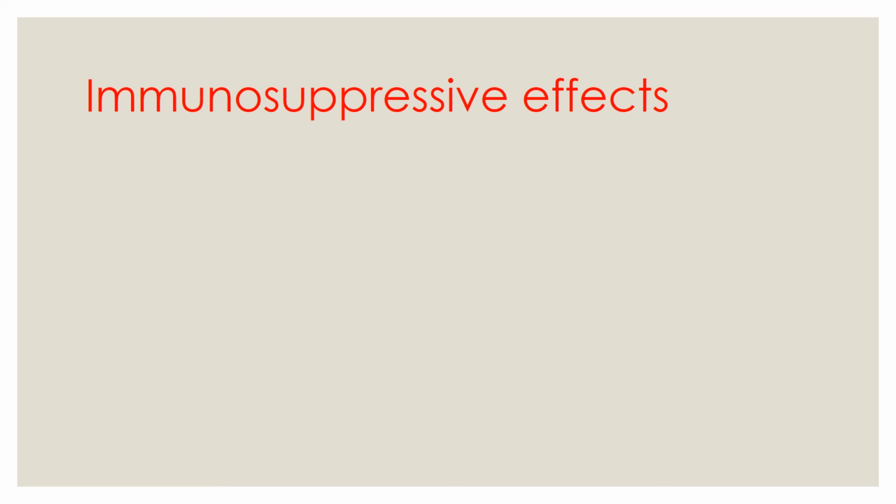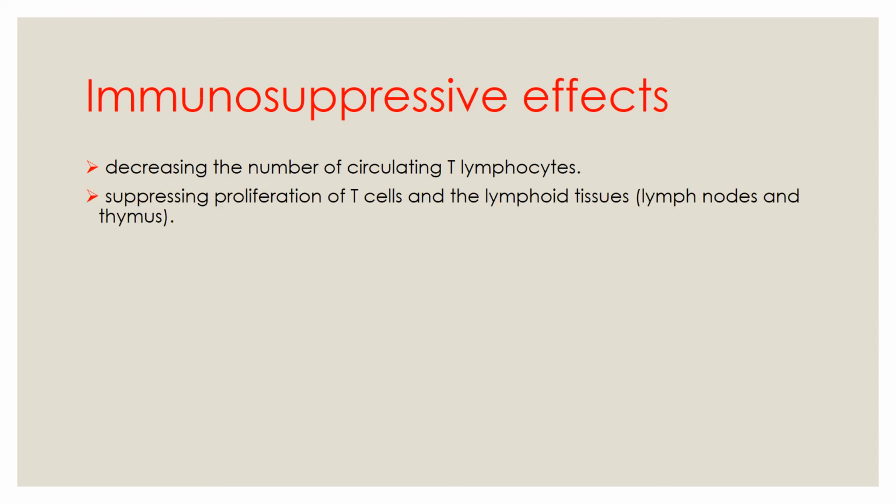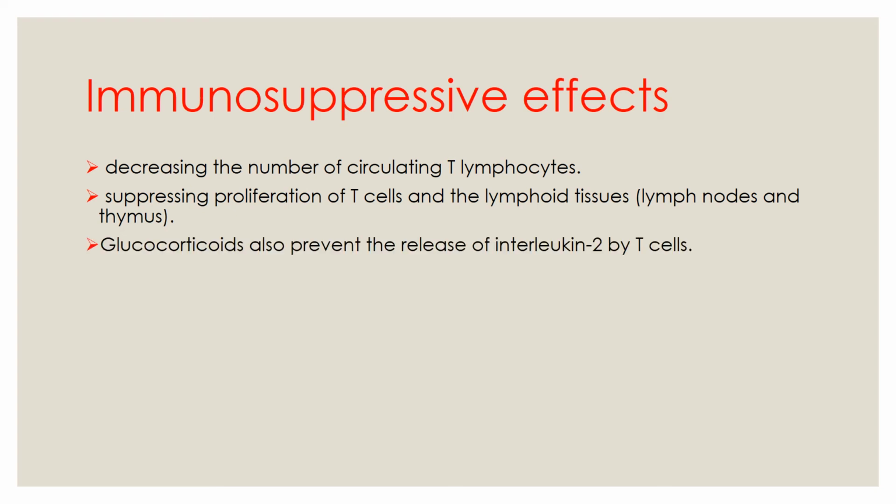So as I mentioned before, glucocorticoids in high doses might cause immunosuppression, and this is by decreasing the number of circulating T lymphocytes. This happens because of suppression of the proliferation of T lymphocytes and the lymphoid tissue, especially in the lymph nodes and the thymus. Glucocorticoids were also found to prevent the release of interleukin-2 by T lymphocytes, which is an important cytokine for T cell proliferation, differentiation, and homeostasis.